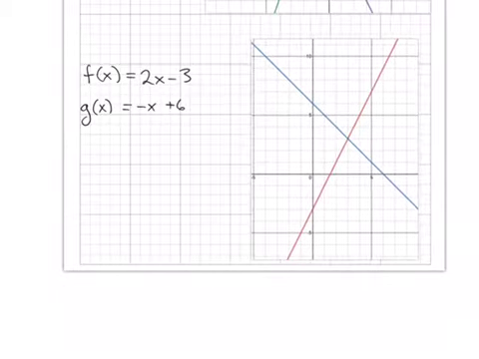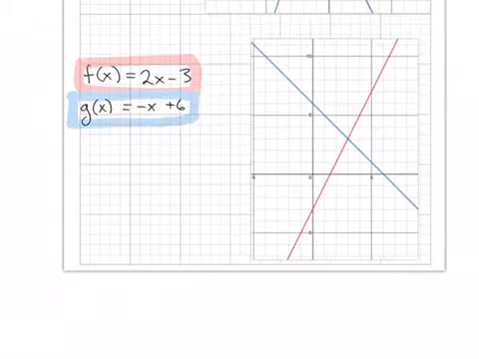So more or less, this is what these two graphs would look like. And f has a positive slope, so f would be our red line, and g has a negative slope, and so g would be our blue line. And we can see that f has a y-intercept of negative 3, and g has a y-intercept of positive 6, g has a slope of negative 1, and f has a slope of positive 2. And we can see immediately from the graph where the solution to this system of two function equations is.